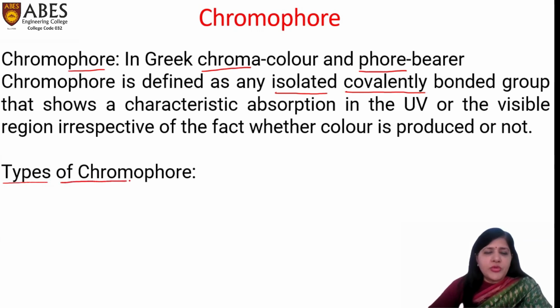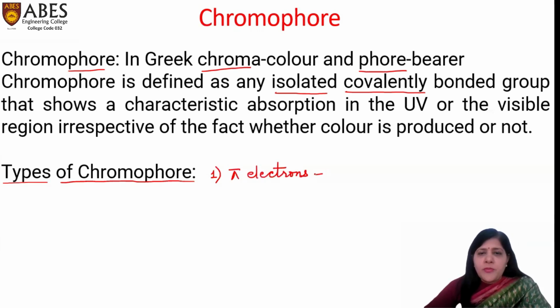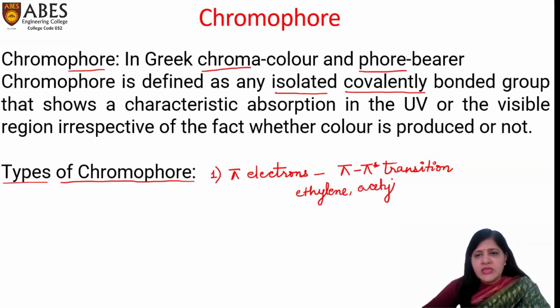We have two types of chromophore. Firstly, those chromophores which contain pi electrons. These chromophores show pi to pi antibonding transition as they contain pi electrons. This transition is shown by those molecules which have unsaturation in them. For example, ethylene, acetylene. These are unsaturated molecules and they show pi to pi antibonding transition.